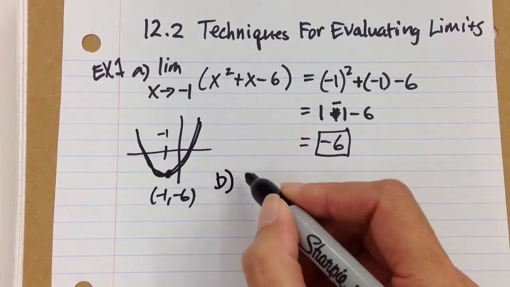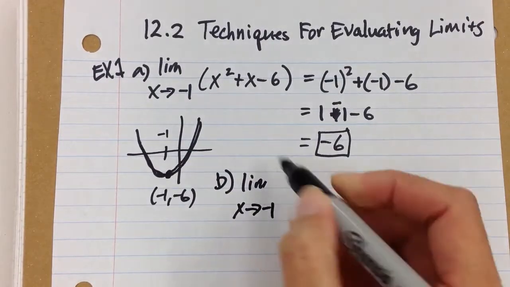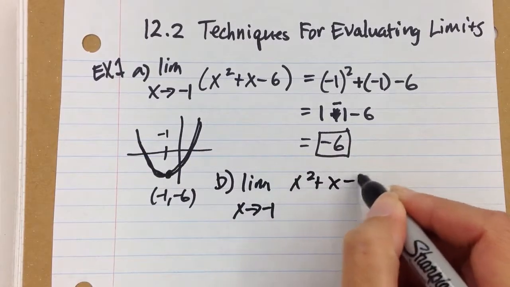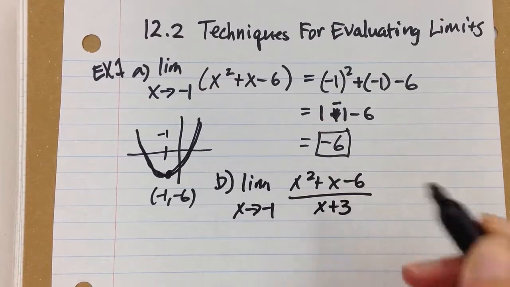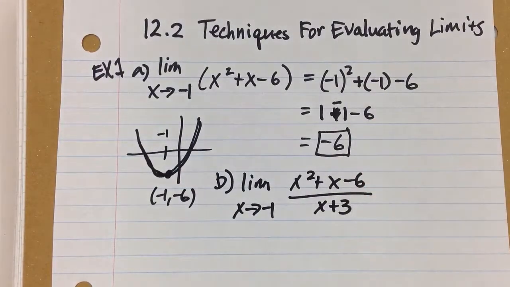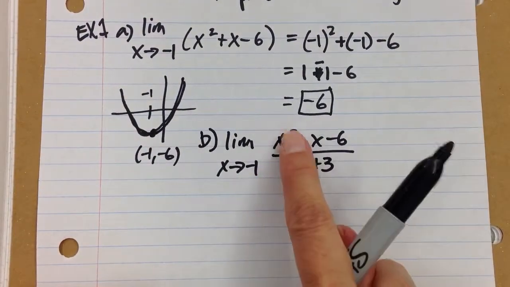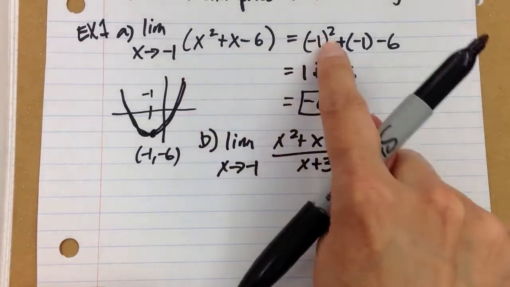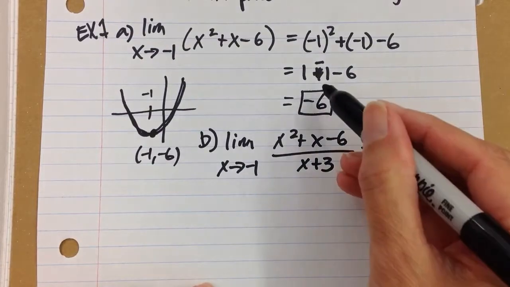Part B says, okay, let's take this limit as x approaches -1. We're going to have the same function for our numerator, x squared plus x minus 6, but this time we're going to divide it by a denominator, x plus 3. So we're going to have some p of x divided by q of x. Well, let's plug in -1 and see what happens. If I plug in -1 to the top, we already did that. That's going to be -6, right? Because we did that up here.